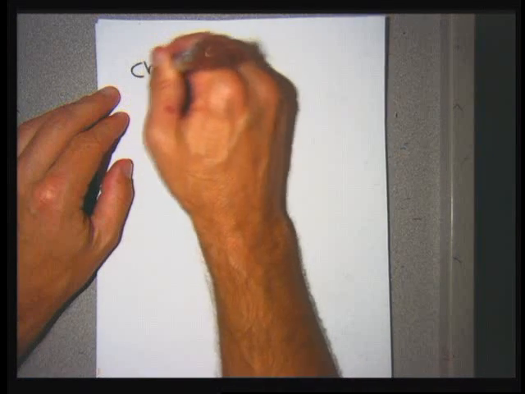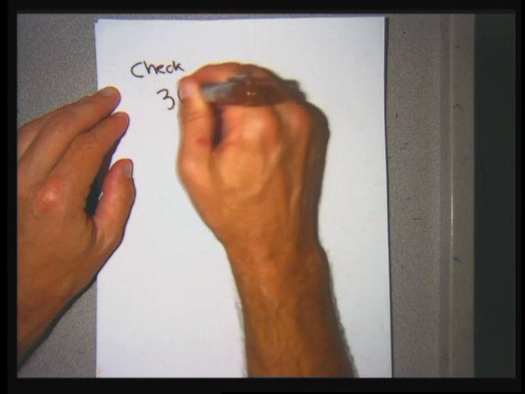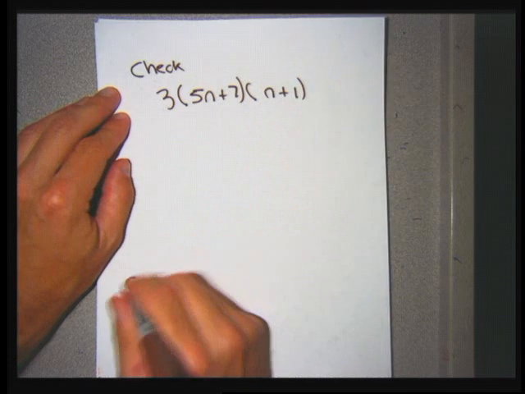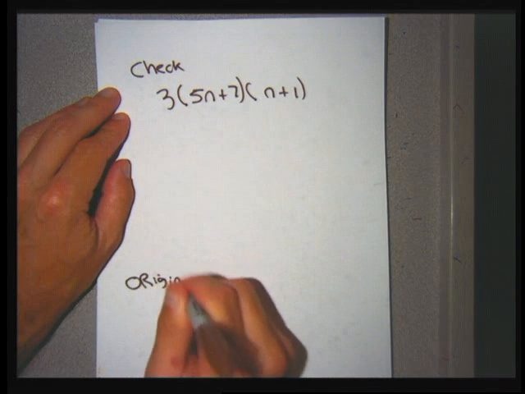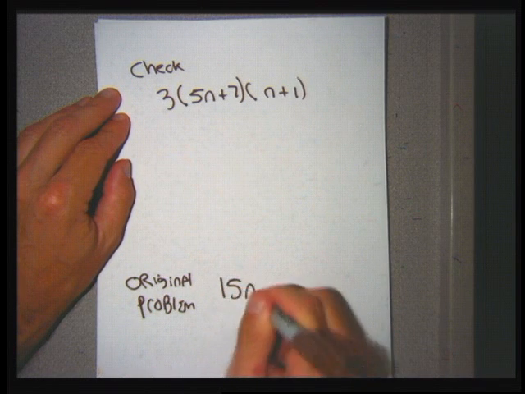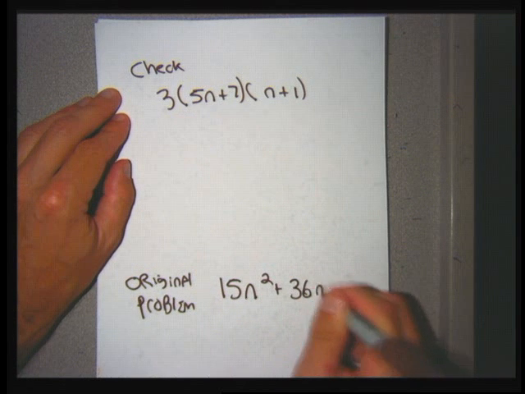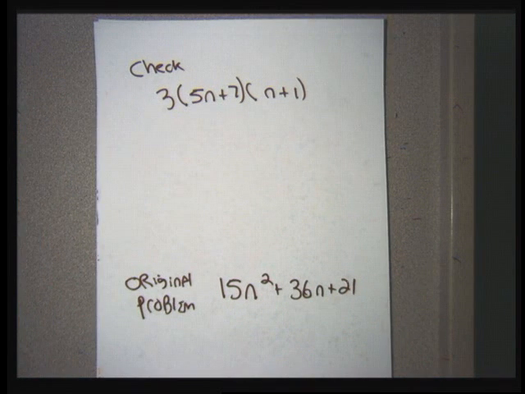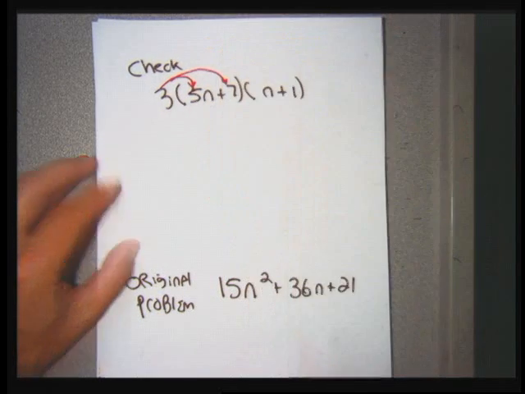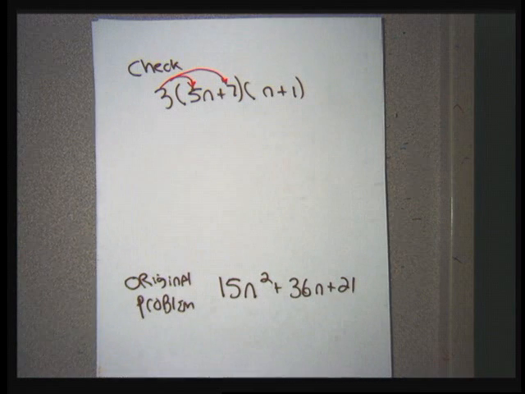So my answer is 3 times 5n plus 7 times n plus 1. And the original problem is 15n squared plus 36n plus 21. Better be the case that my answer foils out to be the original problem. Need to do this properly. I'm going to work from left to right. The first thing I'm going to do is multiply a 3 into the parentheses that it's attached to, not into the second parentheses. Once I multiply the 3 into the first parentheses, I'm done with the 3.